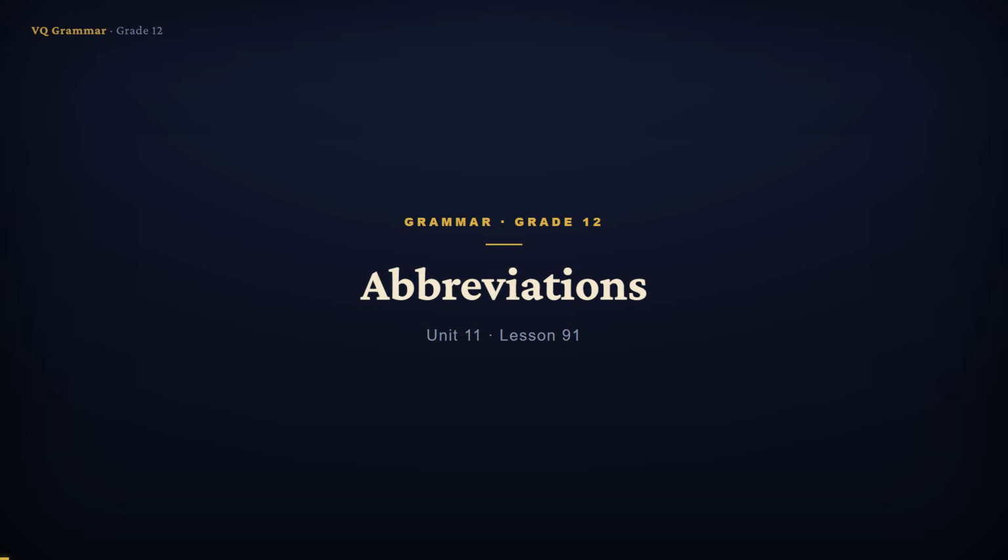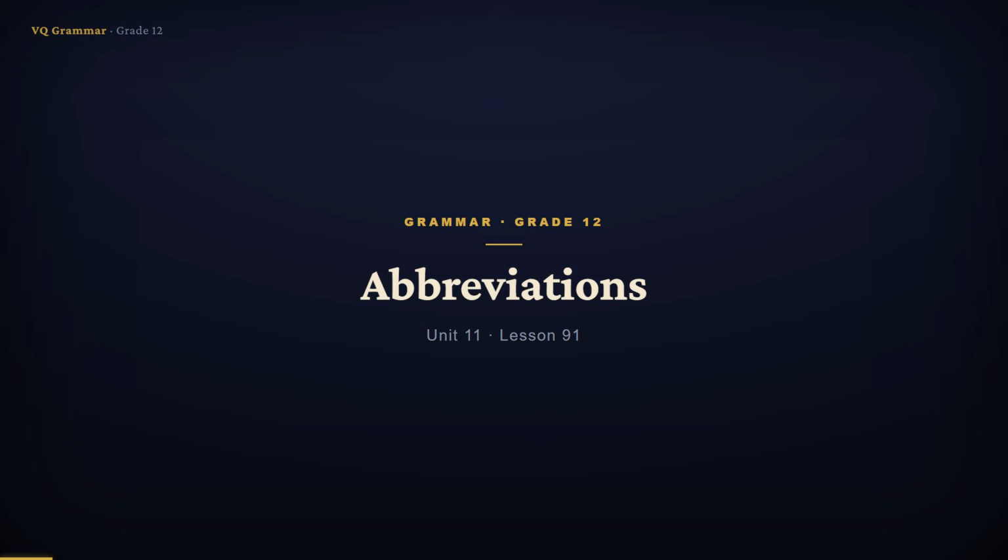This is Unit 11, Lesson 91, and today we look at abbreviations, those handy shortened forms we use every day. An abbreviation is simply a briefer way of writing a word or a phrase. Doctor becomes Dr. The Federal Bureau of Investigation becomes FBI. And a time of day gets tagged with AM or PM.